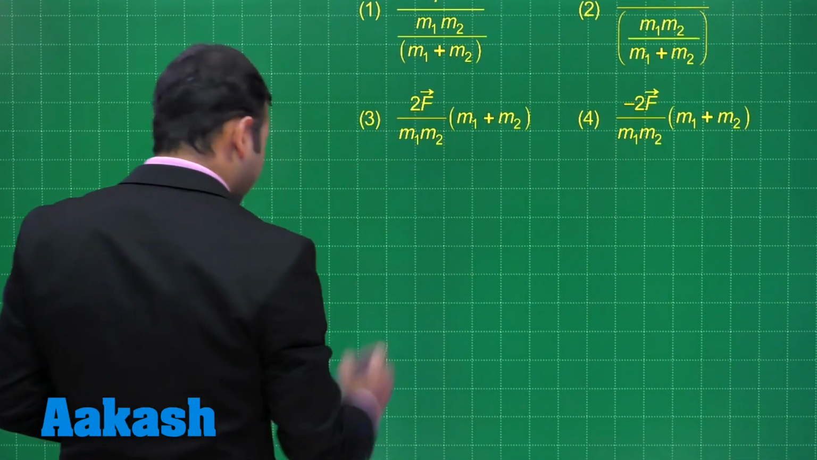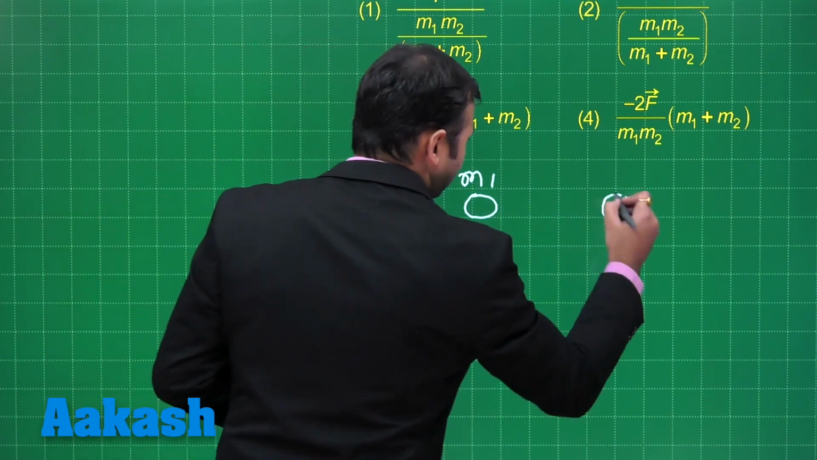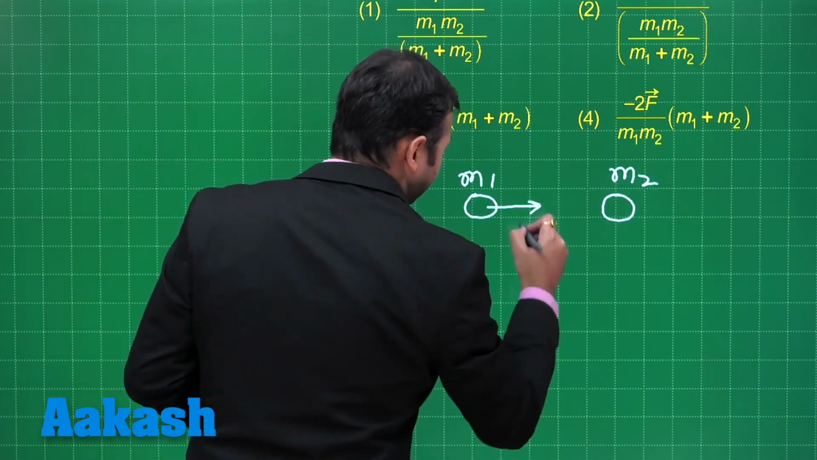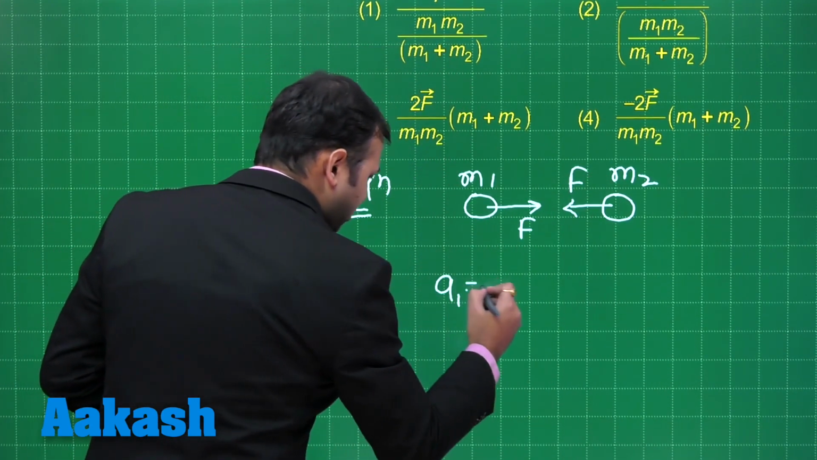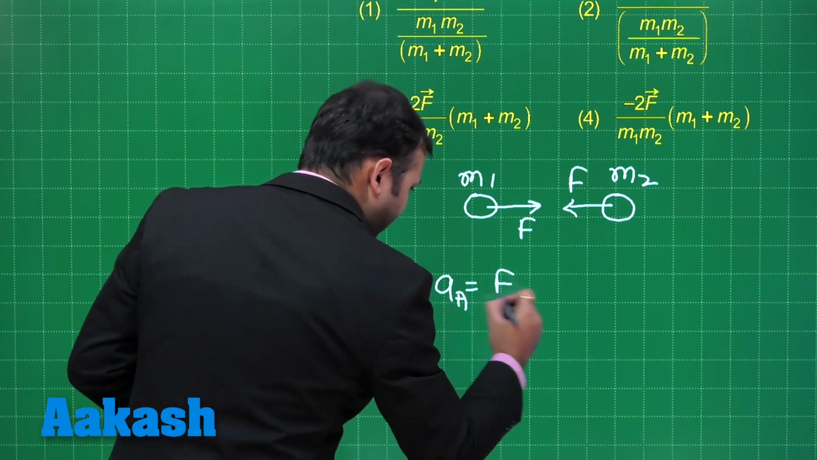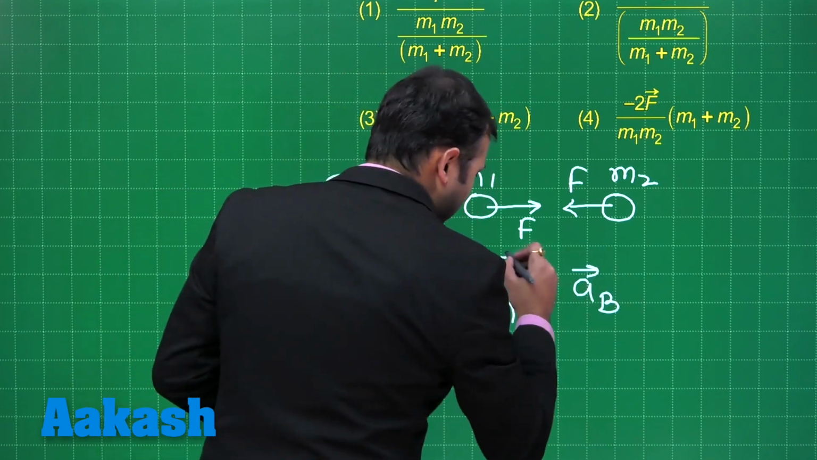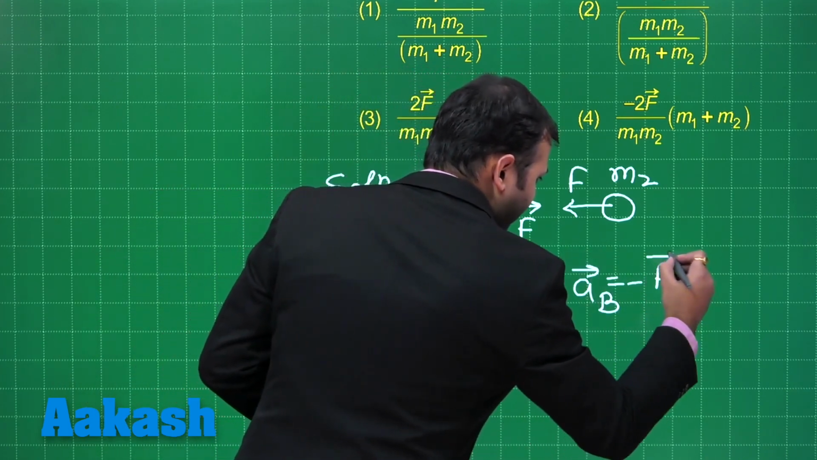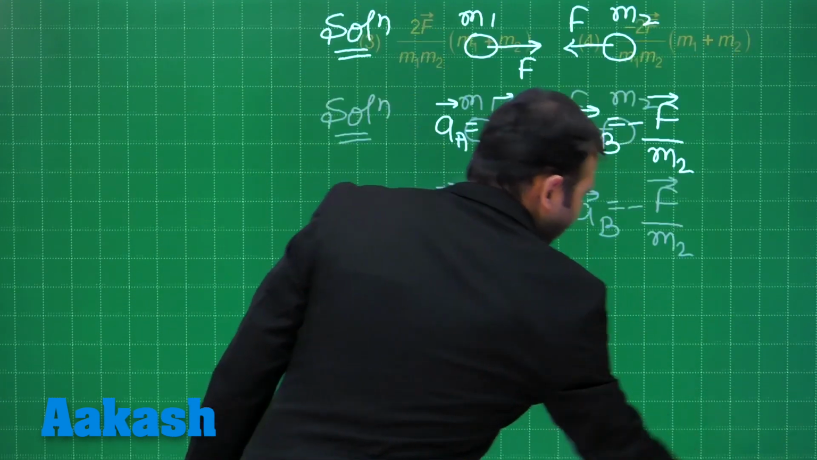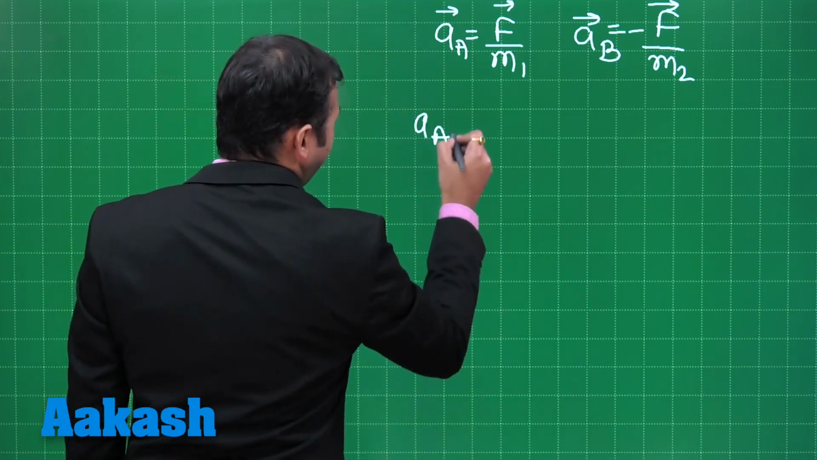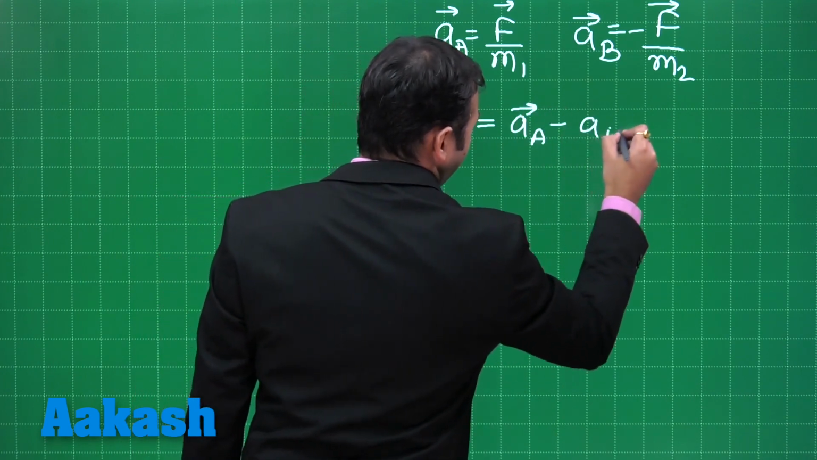It's a simple question, friends. Let's have two masses, m1 and this being m2. The force on m1 is F, so the force on this would be F in the opposite direction. If you write the acceleration of 1 or A, that would be F upon m1. If you write the acceleration of B in vectorial form, this would be minus F divided by m2. Now if you want to find the relative acceleration, you have to do that. The acceleration of A with respect to B will be written as the acceleration of A vector minus the acceleration of B vector.